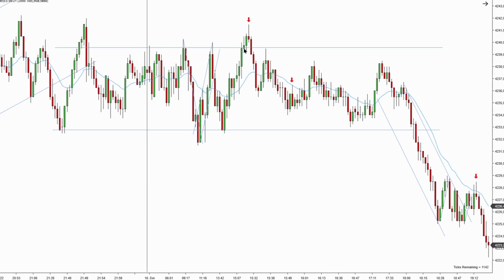Nevertheless, I waited for prices to break these highs, and all the people that went short right here, they probably keep their stop loss at the very high of these highs, one or two ticks above these highs.